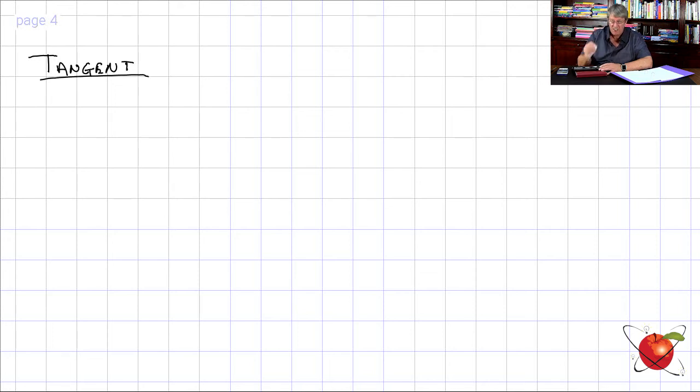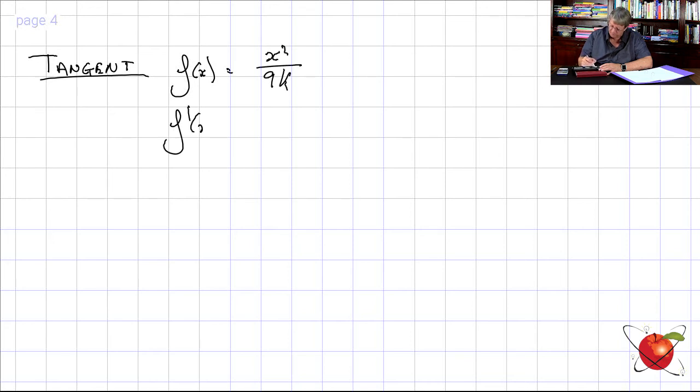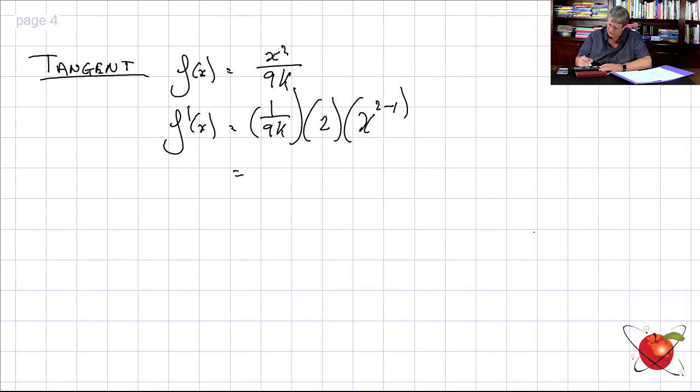So tangent, I need to get a derivative. I've got f of x equals x squared over 9k. Therefore, find f prime of x. K is going to be a constant. It's 1 over 9k. That's a number. K doesn't come into it. K is a constant. Times 2 times x to the 2 minus 1, which is 2 over 9k x. 2 over 9k x. That is my derivative. What is this? This is the slope at any point.